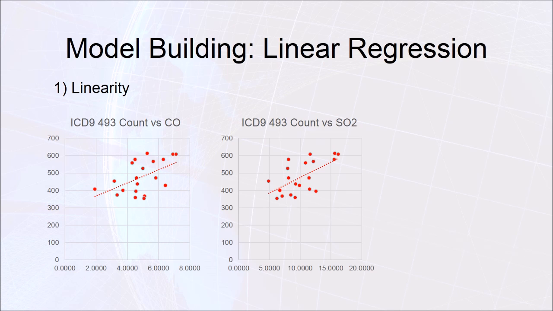Linearity can be checked by a simple graphical observation. Here we have 2 graphs showing the count of ICD-9 493 asthma codes versus 2 pollutants, carbon monoxide and sulfur dioxide. As you can see, each of these pollutants has a linear positive relationship between the pollutant level and the incidence rate of the ICD-9 code for asthma.